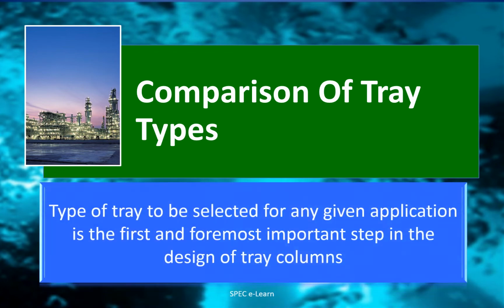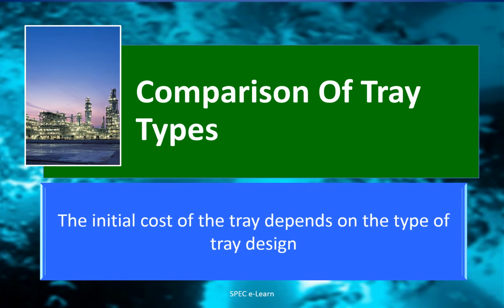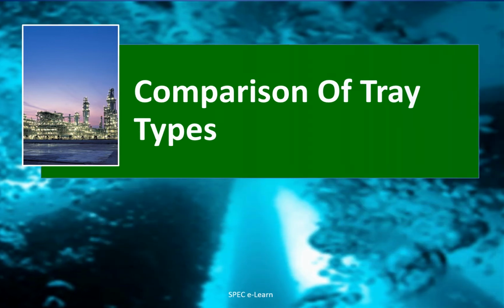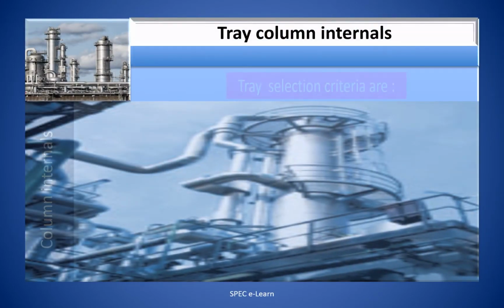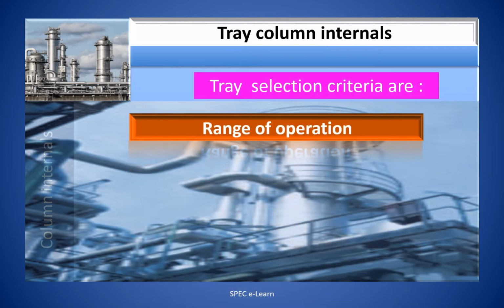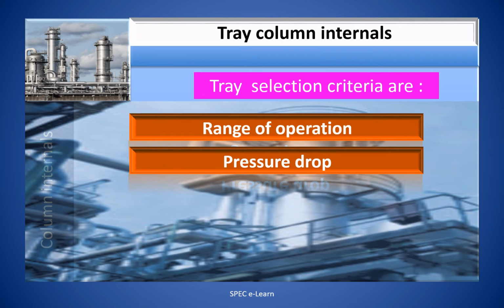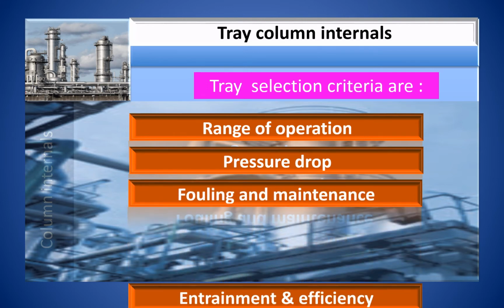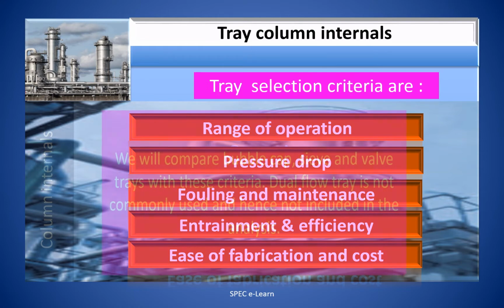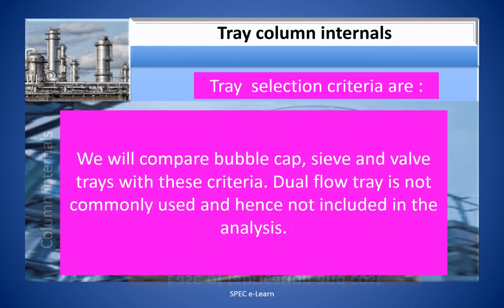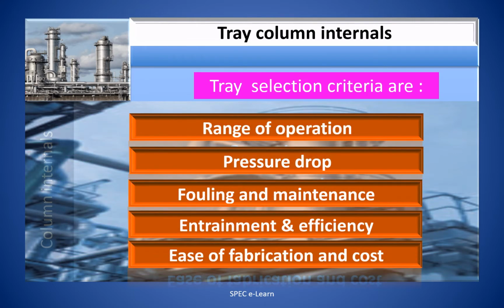Comparison of the tray types. The type of tray to be selected for any given application is the first and foremost important step in the design of tray columns. The initial cost of the tray depends on the type of tray design. Tray selection criteria are range of operation, pressure drop, fouling and maintenance, entrainment and efficiency, ease of fabrication, and cost. We will compare bubble cap, sieve, and valve trays with these criteria. Dual flow tray is not commonly used and hence not included in this analysis.